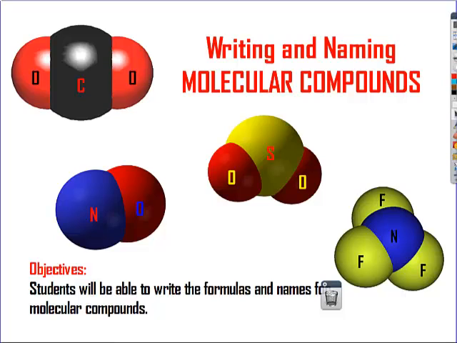All right, so we're going to begin. This should be video 4, writing and naming molecular compounds. You just finished transition metals, and now we're moving on to molecular compounds. At the end of this, you should be able to write and name molecular compounds.